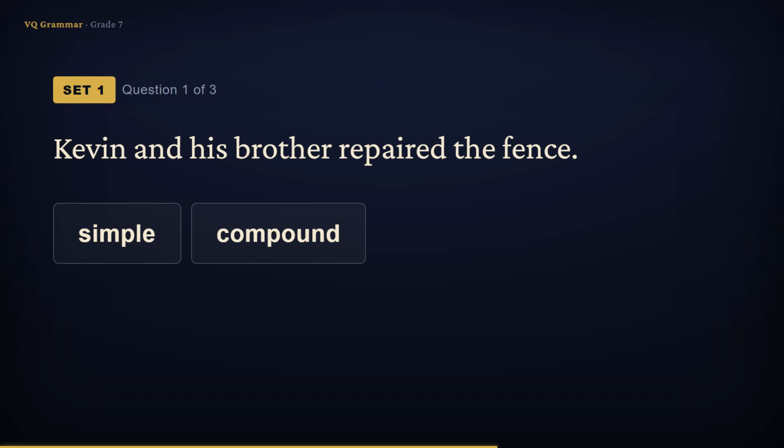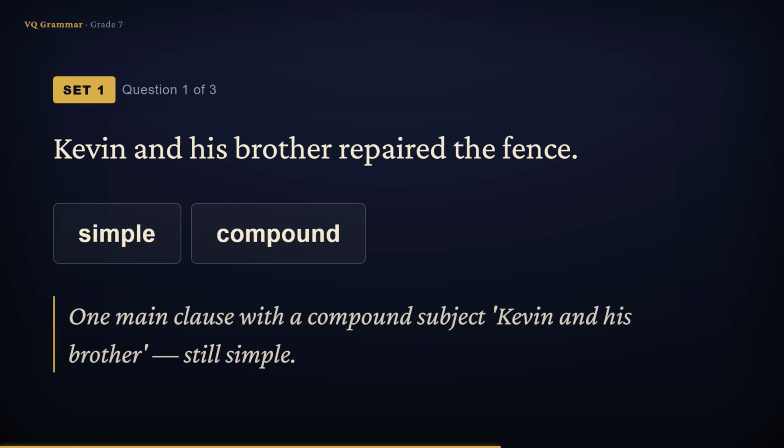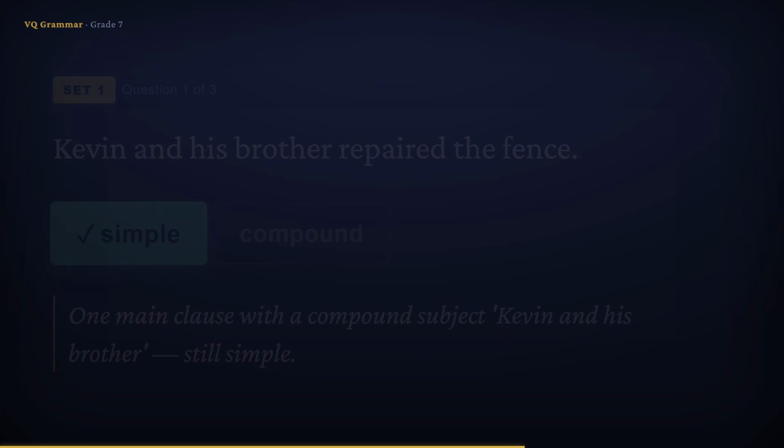Kevin and his brother repaired the fence. It's tempting to see two names and say compound, but slow down. There's only one predicate, repaired the fence, and only one main clause. Kevin and his brother is just a compound subject, so the answer is simple.